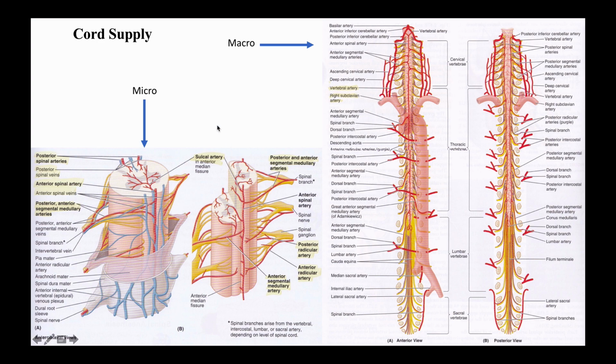When we're talking about spinal cord supply, this is on a macro level. You can see the whole cord here. This is the arterial supply for the whole cord. And then here's the micro level. You can see our arterial supply for the cord in red, and our venous drainage for the cord on that micro level in blue.